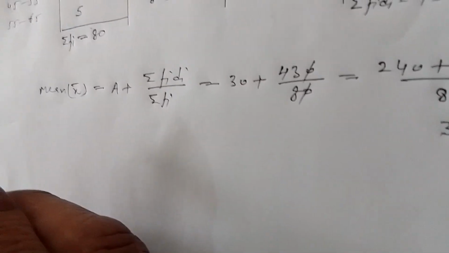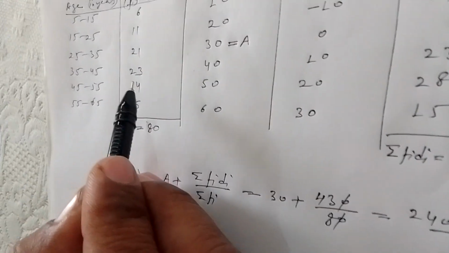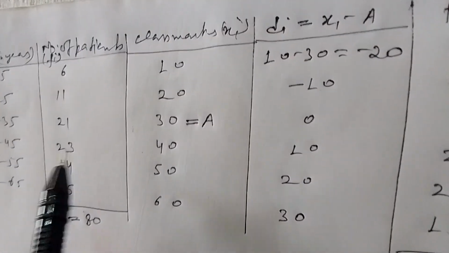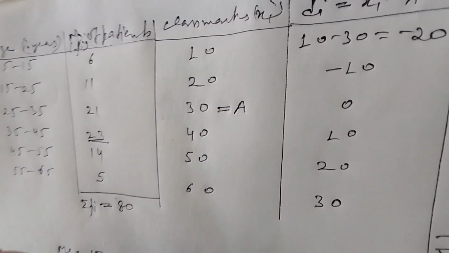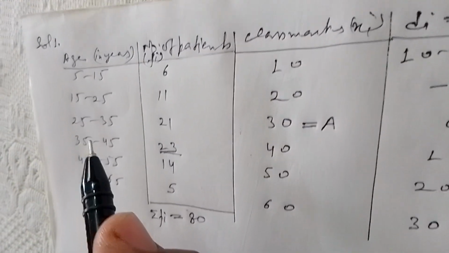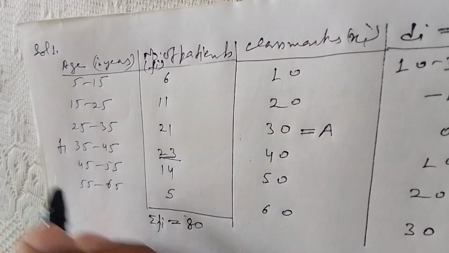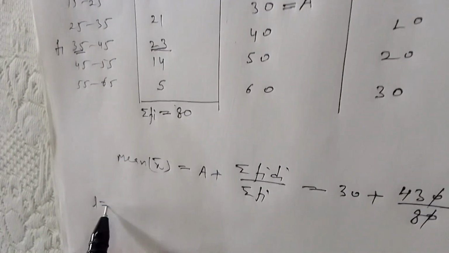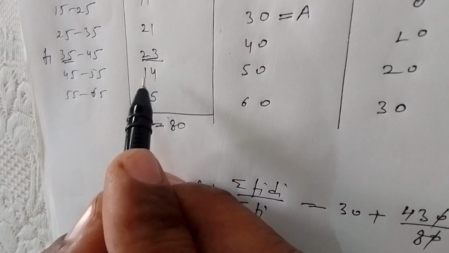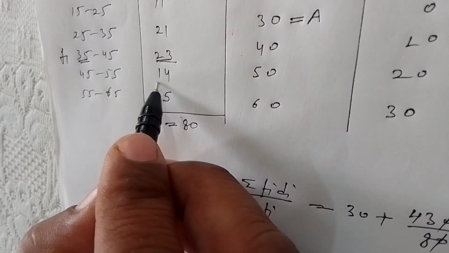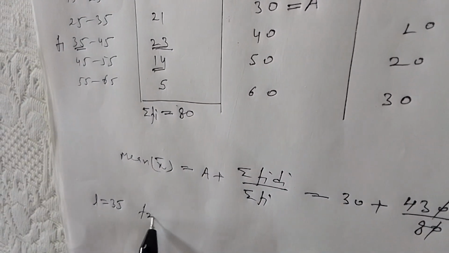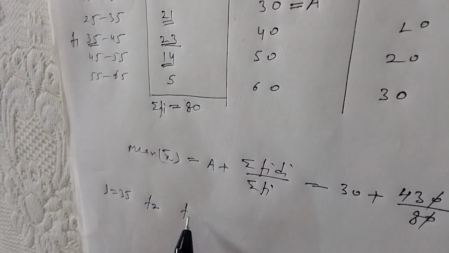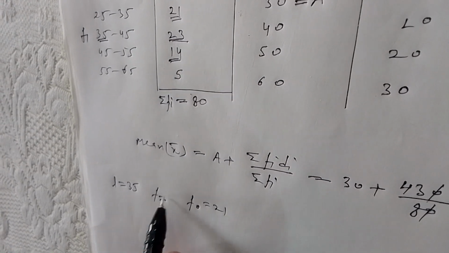Now we will calculate the mode. For calculating the mode, we have to find the class with the highest frequency, that is the maximum class frequency 23, denoted by f1, and we have to take the lower limit of this class, 35, denoted by L. Then the succeeding class frequency is 14, denoted by f2, and the preceding class frequency is 21, denoted by f0.